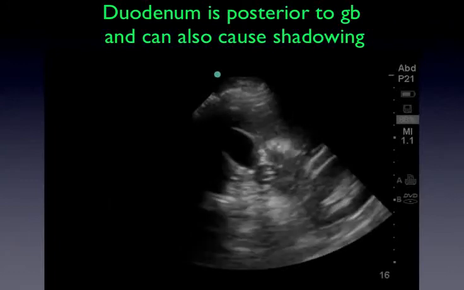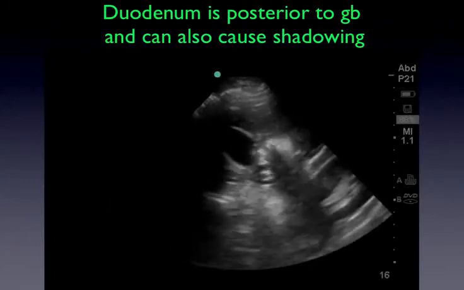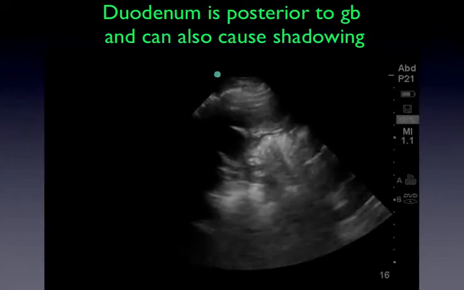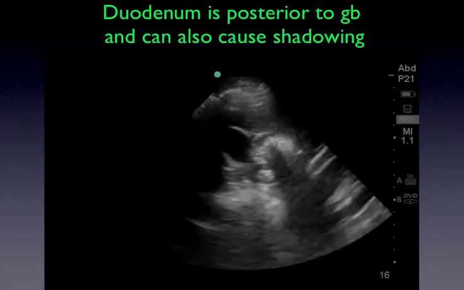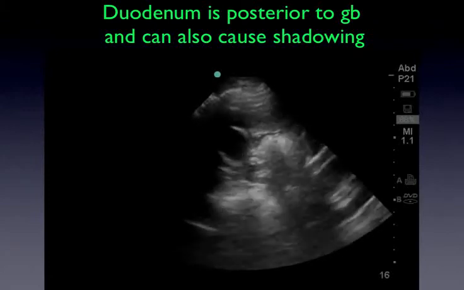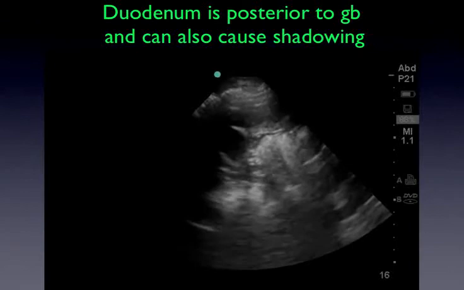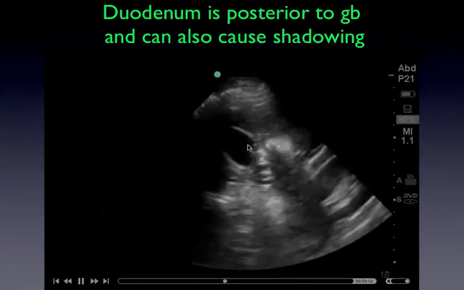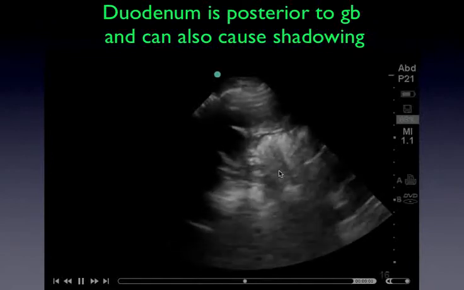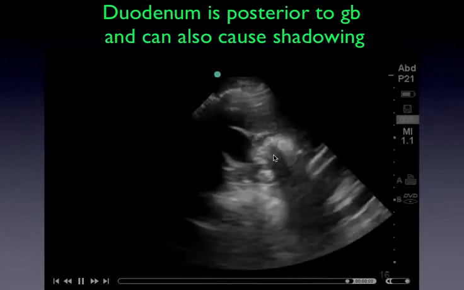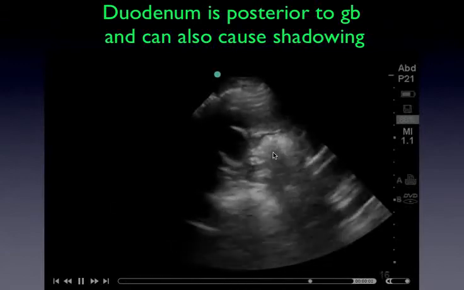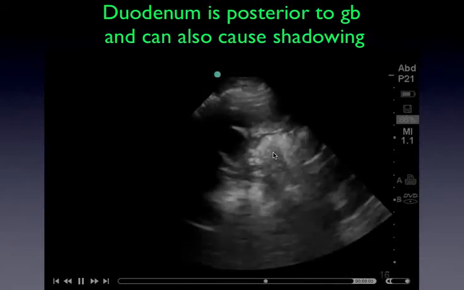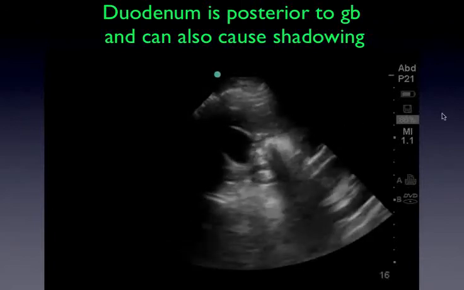Now, other things can cause shadowing as well, and you want to be sure that you realize that shadowing, which is a very good way to locate a gallbladder, as we'll see in some other cases, is not always due to gallstones. So in this case, I purposely have a clip which shows the gallbladder over here and shows the shadowing right next to it over here. It's not from the gallbladder. This is caused by the duodenum, which is just a little bit posterior, a little bit deep to the gallbladder, and it's in a slightly different plane.